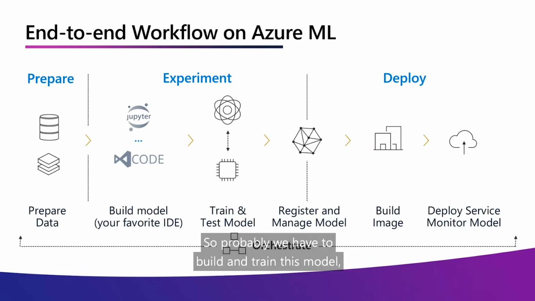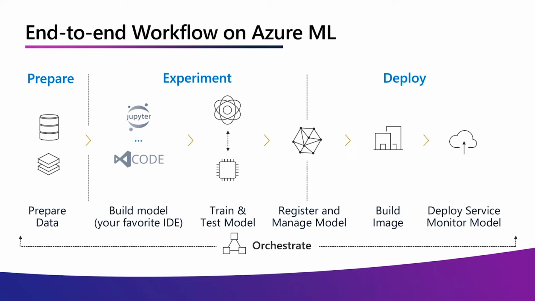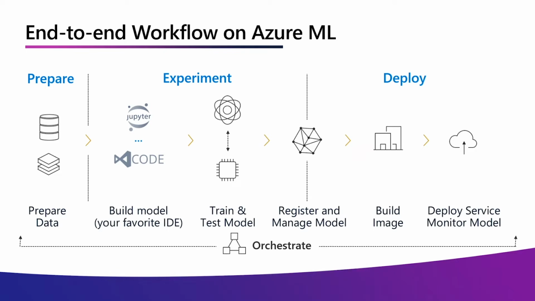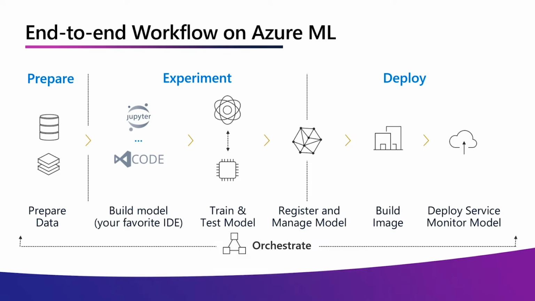So probably we have to build and train this model, and iterate a few times to come up with different versions. Once we do have a target that is ready to deploy, then we will register this model, build an image, and deploy this model into production. This whole process can be stitched together by an Azure ML pipeline so that you can create reproducible workflows easily and do it again and again in the future.